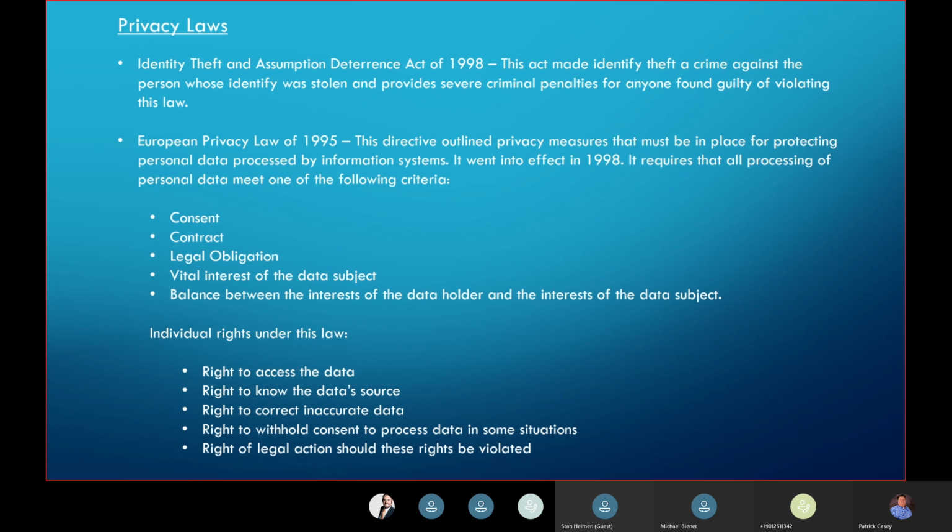All right, more about privacy. Identity Theft and Assumption Deterrence Act of 1998. This act made identity theft a crime against the person whose identity was stolen and provides severe criminal penalties for anyone found guilty of violating this law.